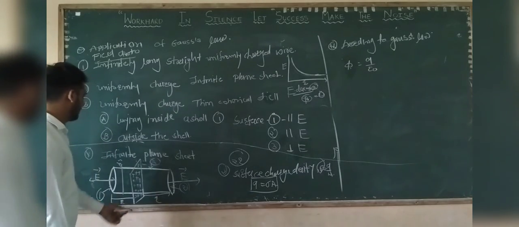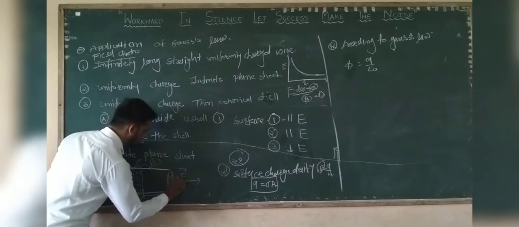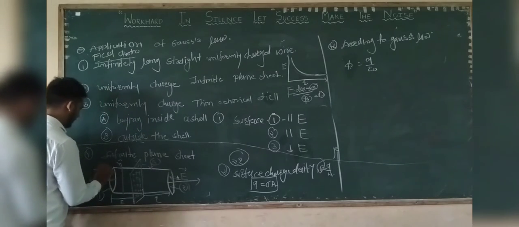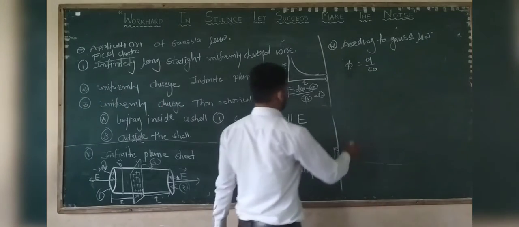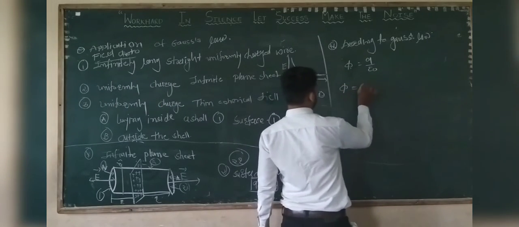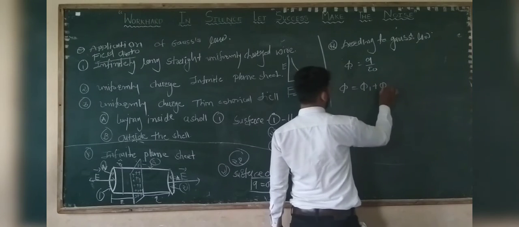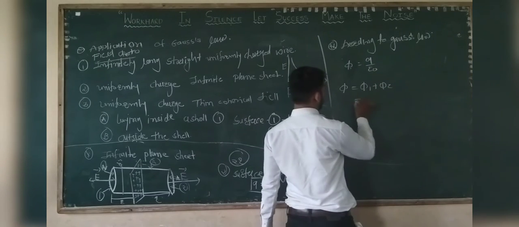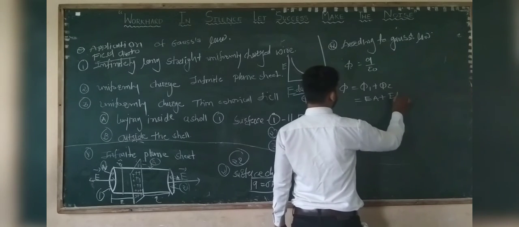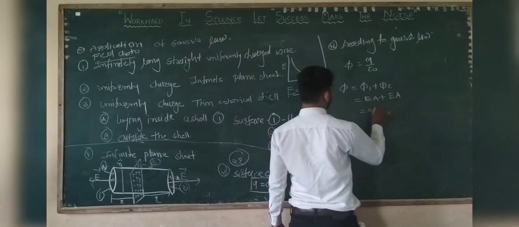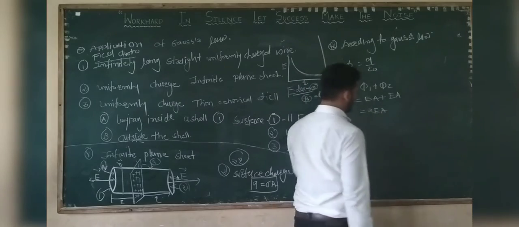There are two flat surfaces through which the flux passes. Here it is area A, and here also it is my area A. The flux is related to our two surfaces, so phi 1 plus phi 2. Phi 1 is EA, plus phi 2 is EA. So again it is 2EA.